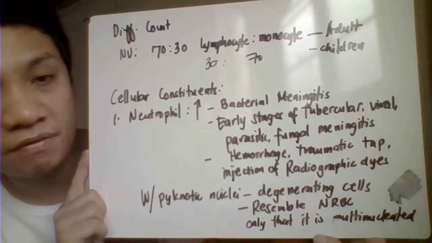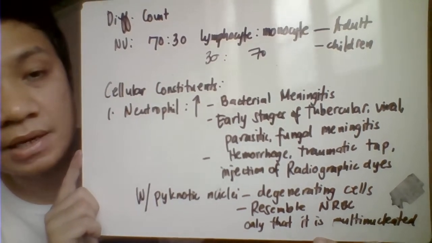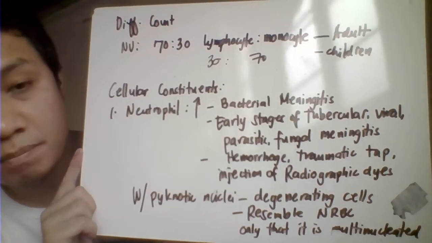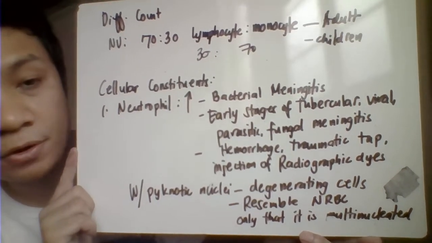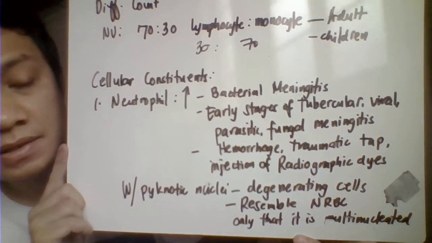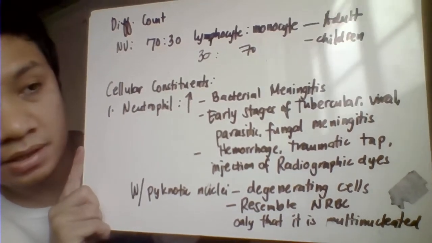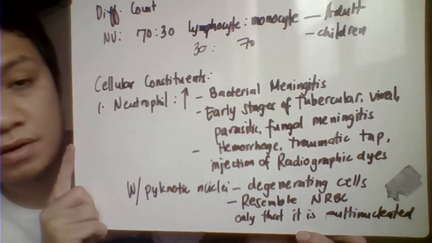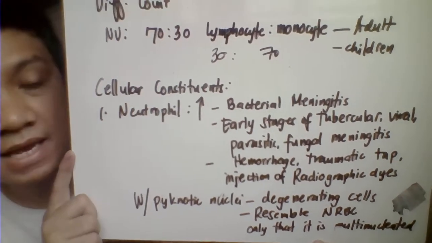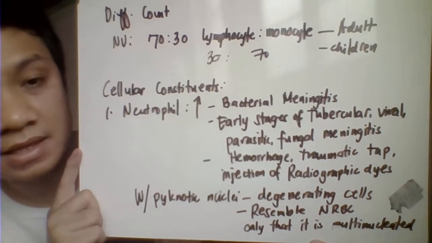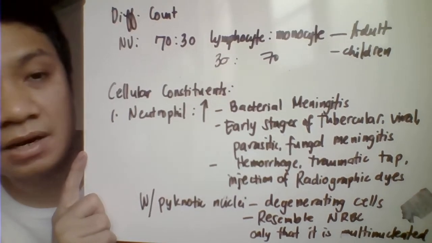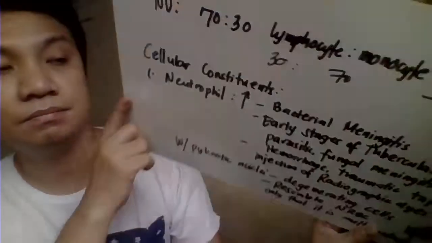First we have the neutrophil. The neutrophil is usually increased in bacterial meningitis. We could also see an increase in the early stages of parasitic, fungal, viral, or tubercular meningitis. Sometimes we could also see neutrophils related to hemorrhage, recent traumatic tap, or injection of radiographic dye. Sometimes you could see neutrophils having pyknotic nuclei, which would resemble the nucleated RBC. Only that the neutrophil is multinucleated, while the NRBC does not have as many nuclei.